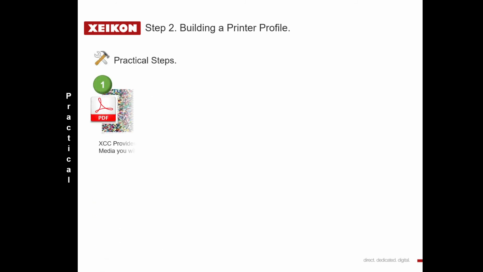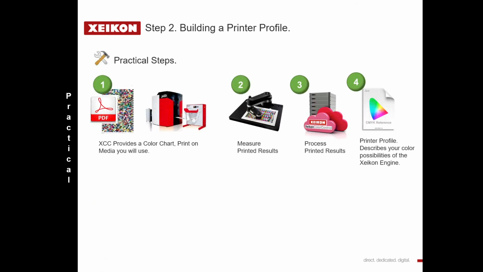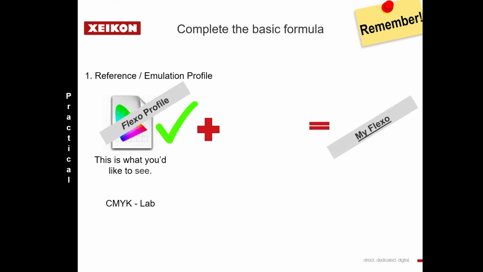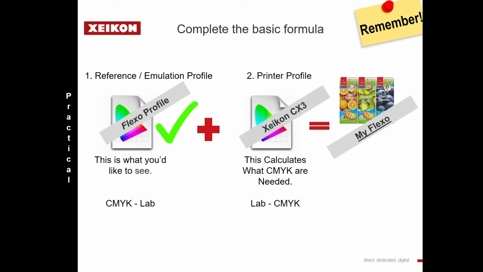So step 2, in fact, it's the same 4 steps. And the result of that is we end up with our printer profile describing how our Xeikon engine is working. So now our formula should be complete. And in theory, we have all the pieces now to build a workflow.